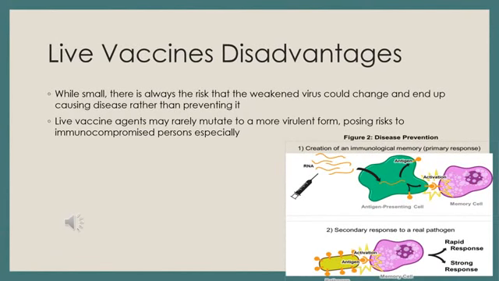On the contrary, because these vaccines do contain a small amount of a weakened live virus, they should not be given to patients with weakened immune systems, such as patients on high-dose steroids, undergoing cancer chemotherapy treatment, or if they have certain diseases, such as HIV.